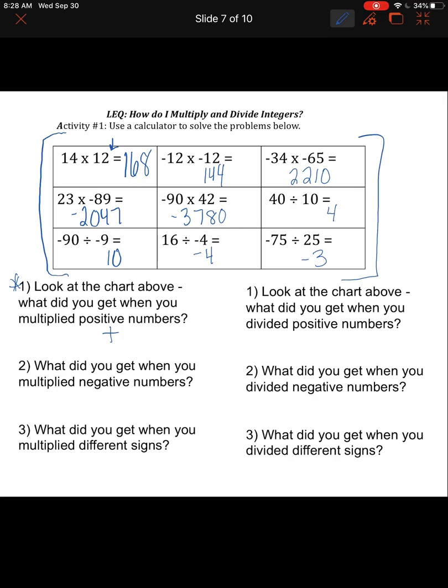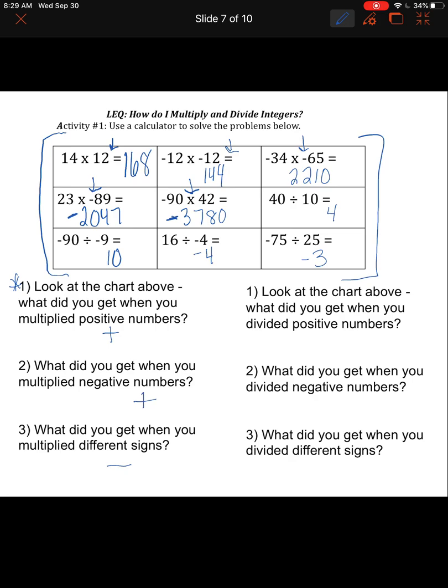Question 2. What did you get when you multiplied negative numbers? So negative numbers, negative 12 times negative 12, negative 34 times negative 65. So when we multiplied our negative numbers, we got positive answers. What did you get when you multiplied different signs? So we have positive 23 times negative 89, and then negative 90 times positive 42. And both of those answers you can see are negative answers. Okay?